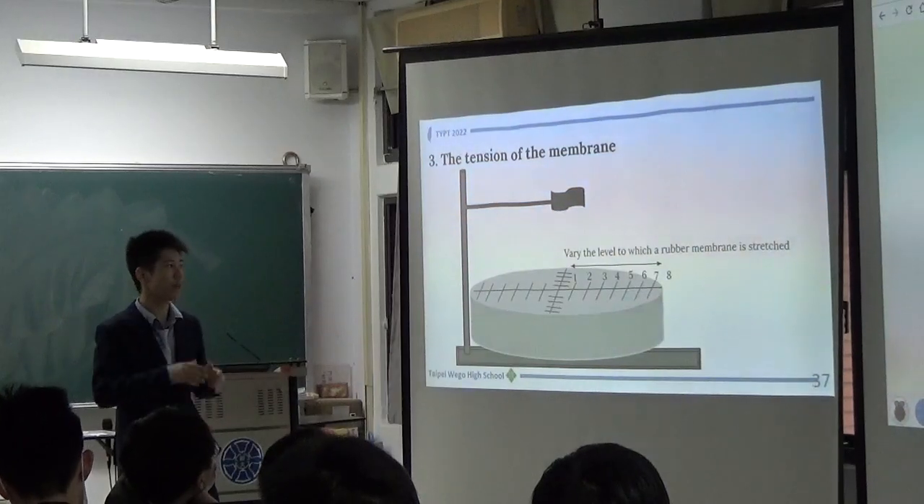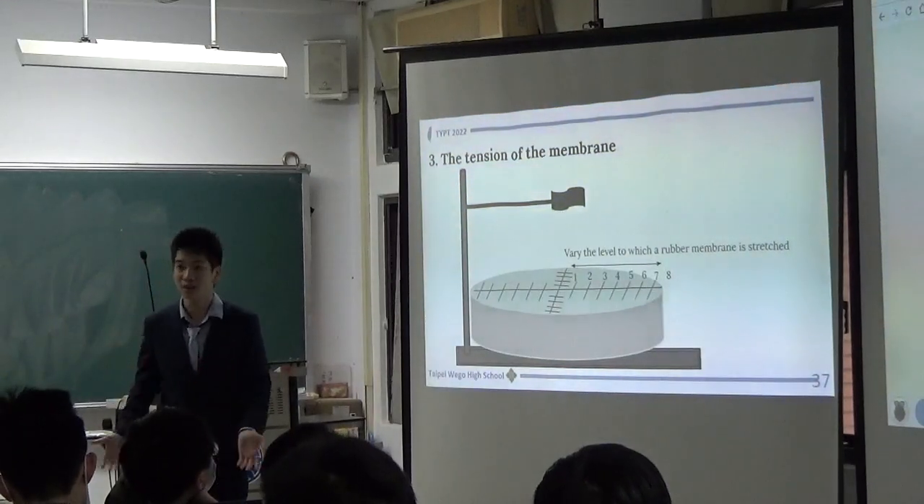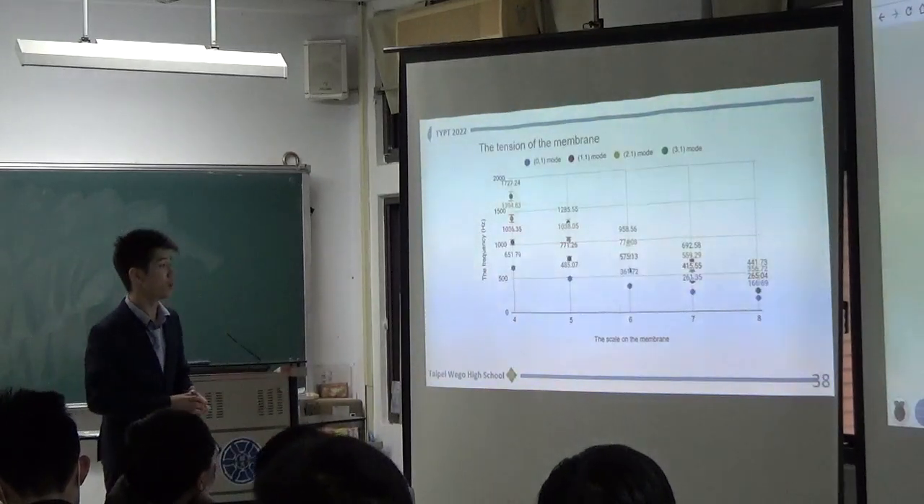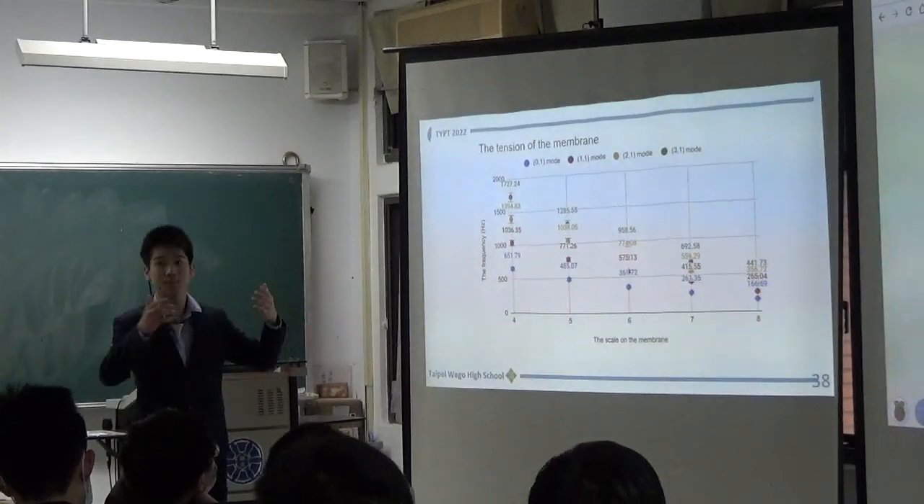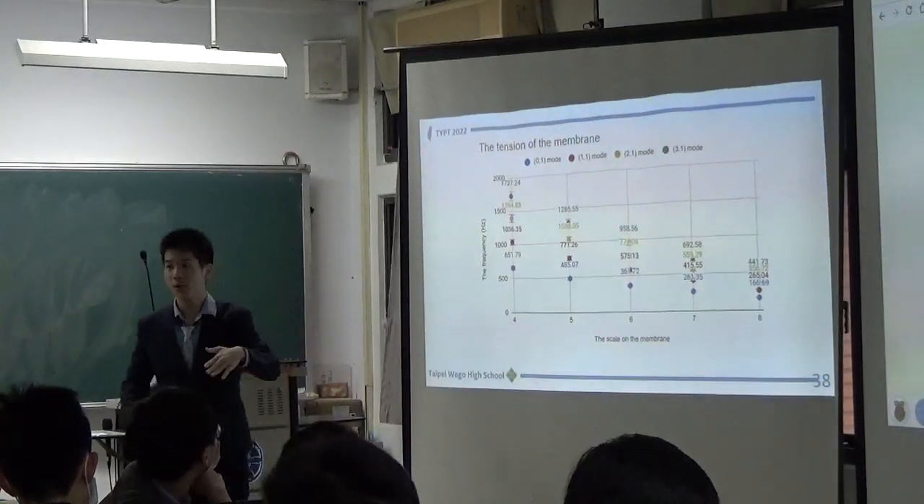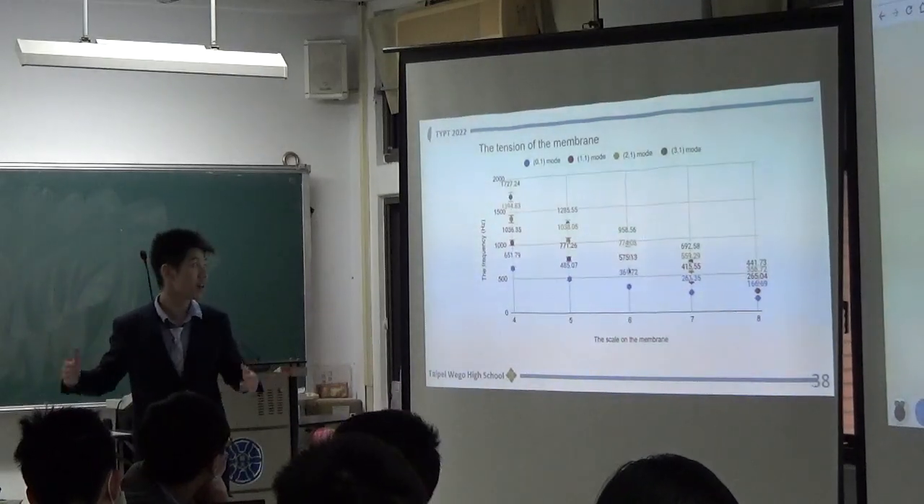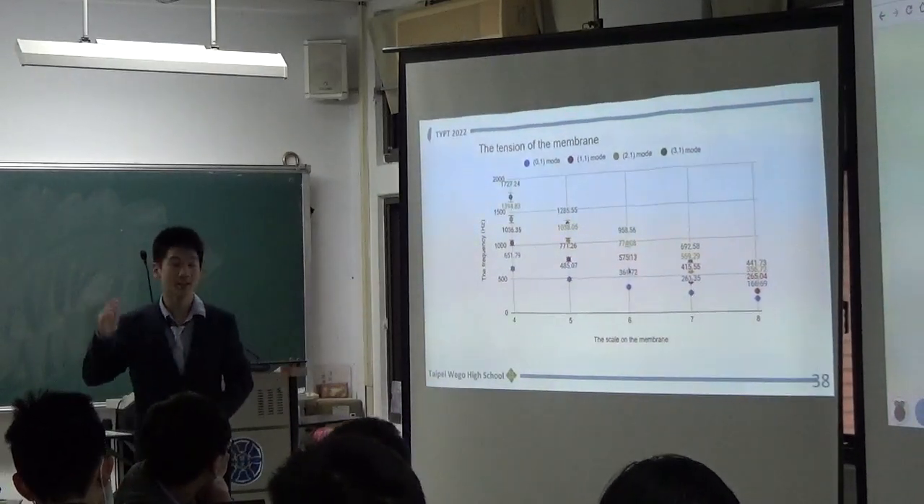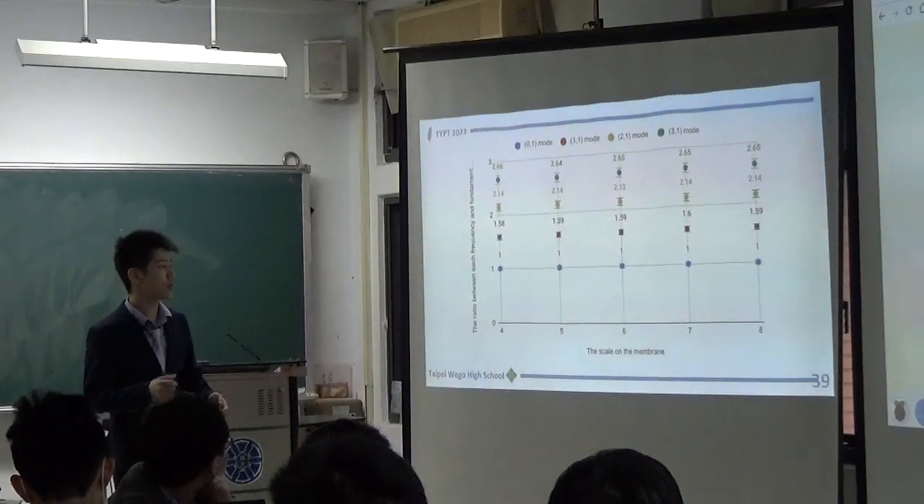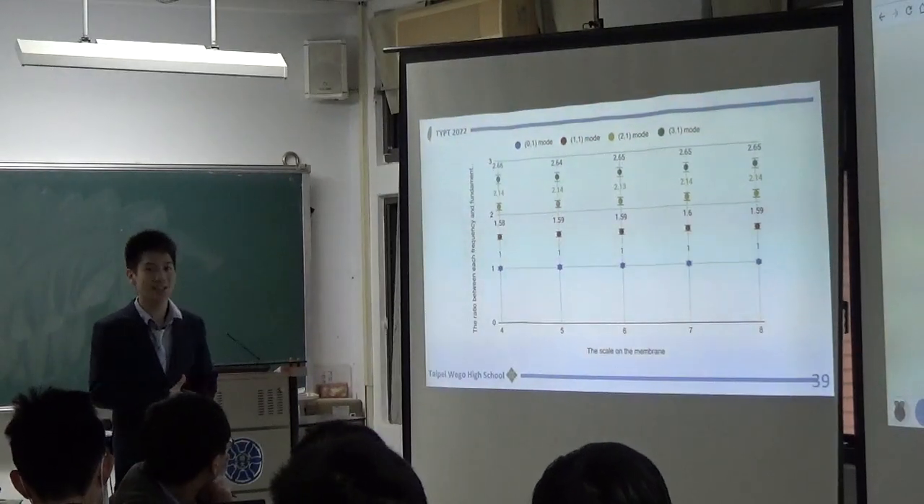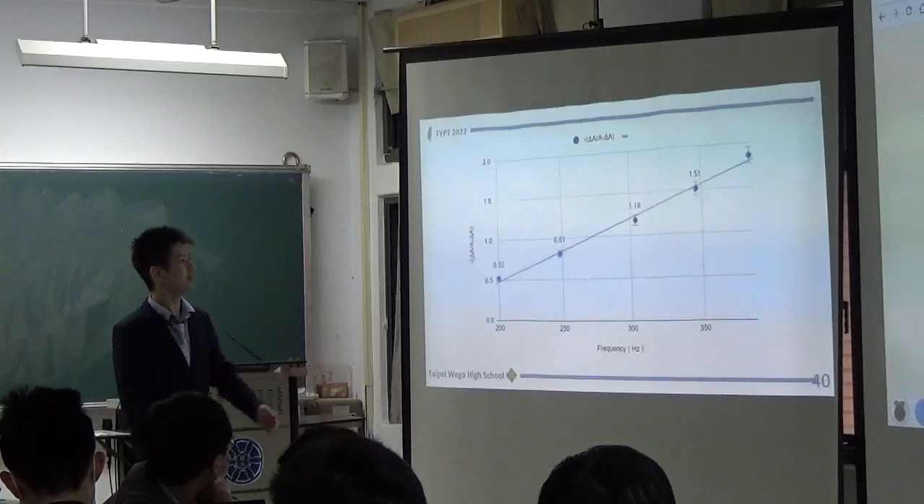In this experiment, we vary the level to which the rubber membrane is stretched. Here's the result. We can see when the scale on the membrane is bigger, then the frequency becomes lower. To put it in other words, when the tension is bigger, then the frequency becomes higher. And here we also divide each frequency by the fundamental frequency and get the same result.